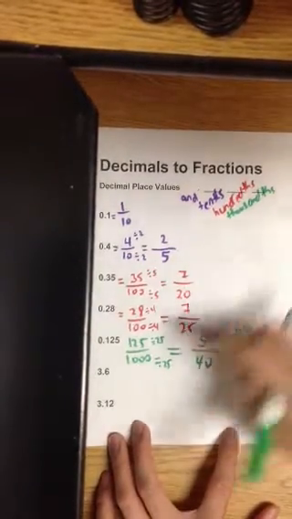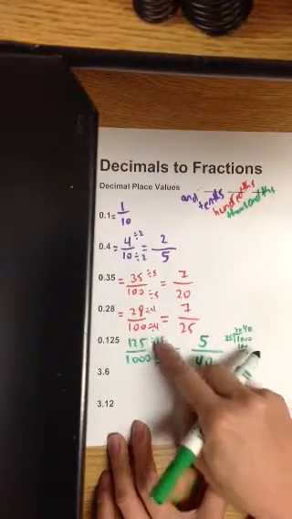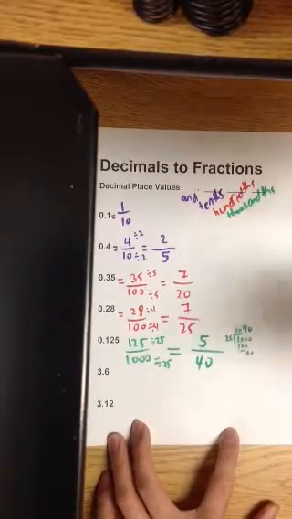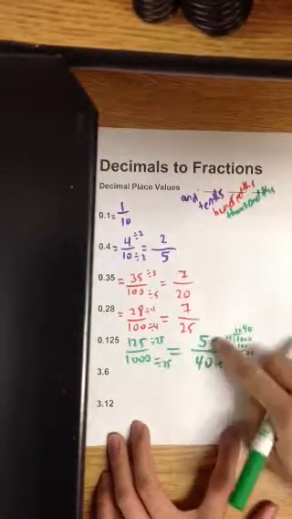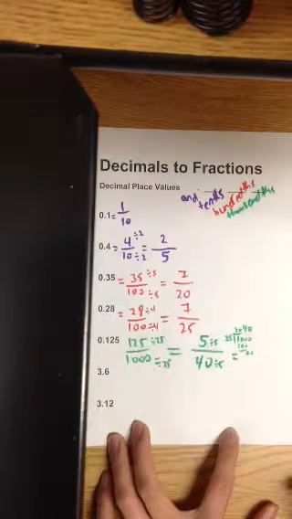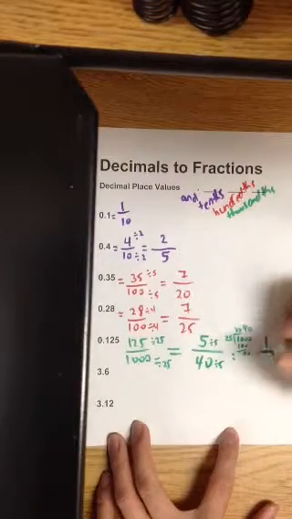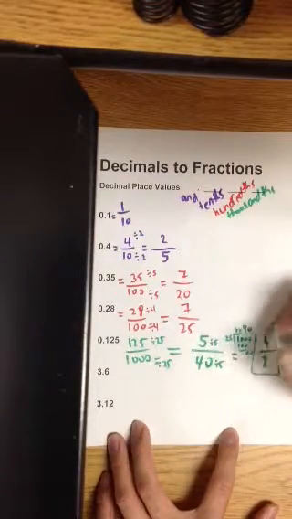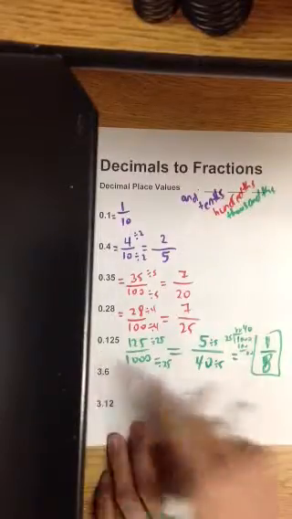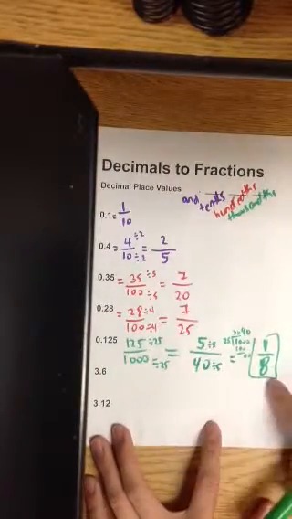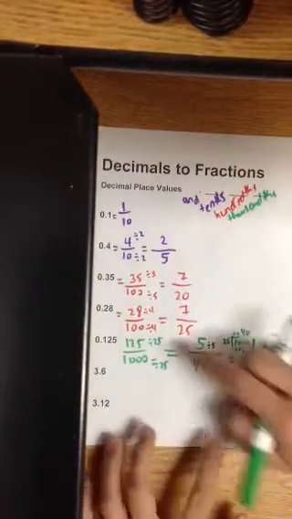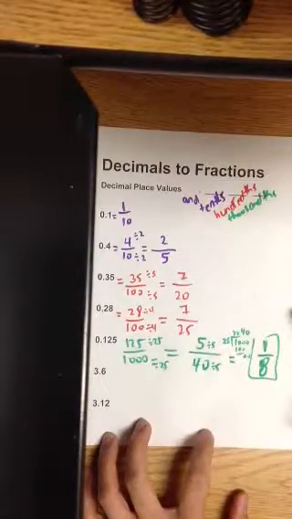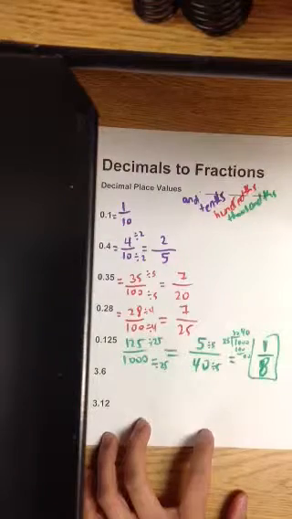You know what? I knew it. I should have divided by 125. Oh well. No worries. I'm going to divide this by 5 again. 5 divided by 5 is 1. 40 divided by 5 is 8. So 0 and 125 thousandths is equivalent to 1/8. I should have divided by 125. That was the greatest factor to divide by.